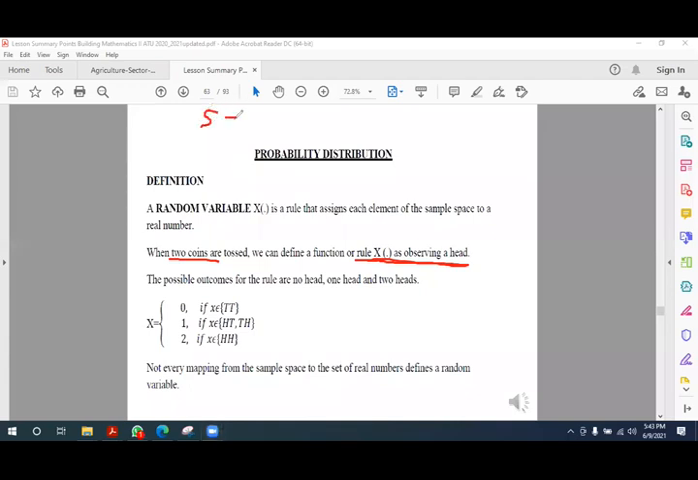So the sample space in the toss of two coins will be: head, head; head, tail; tail, head; and tail, tail. This is the sample space omega. Good. Now, we have defined the rule as observing a head.